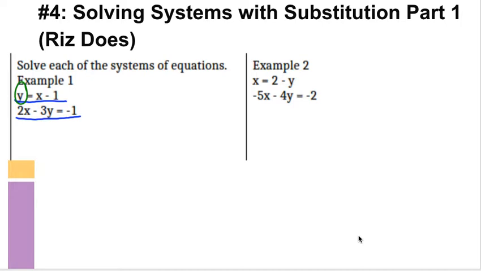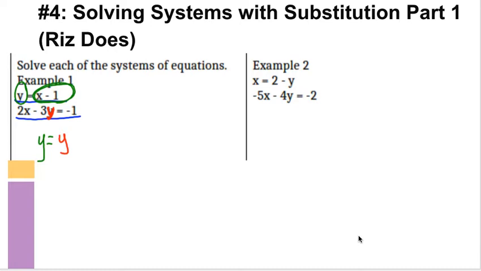So again, we're going to be using this idea. If y is equal to y, right, then I can replace one value of y into the next value of y. Okay? So basically what I'm going to be doing is I'm going to be taking this x minus 1 because it is equal to the green y, and I'm going to put it in, or substitute it in for this red y in the second equation.